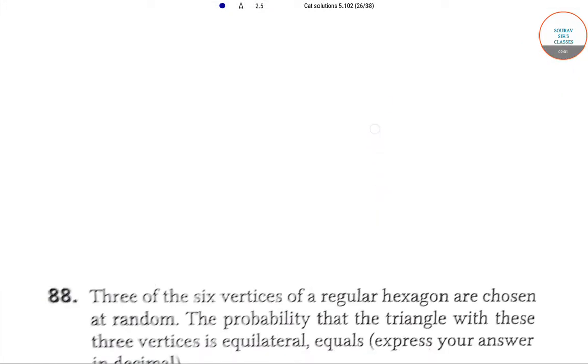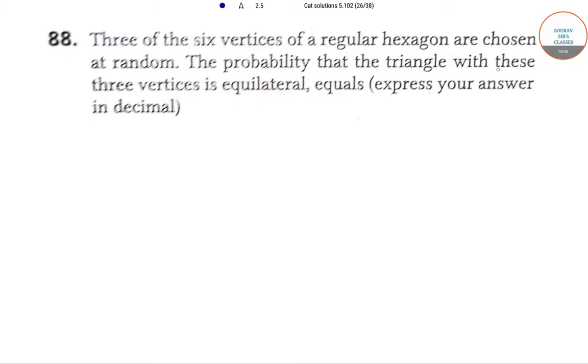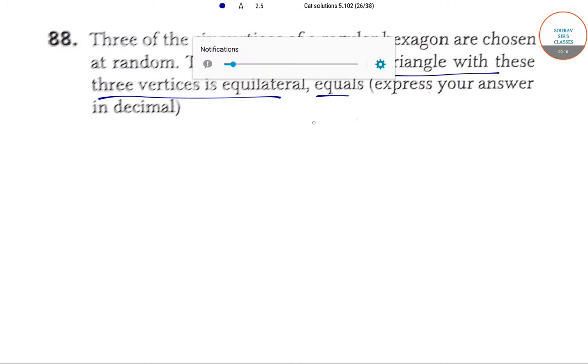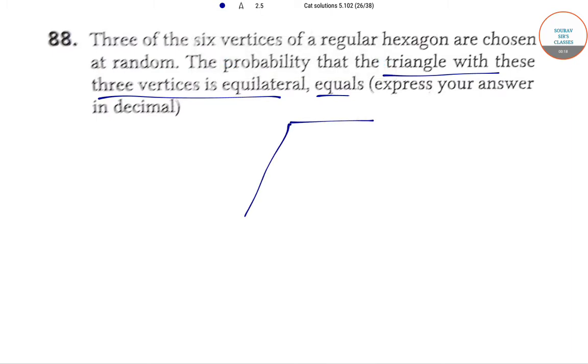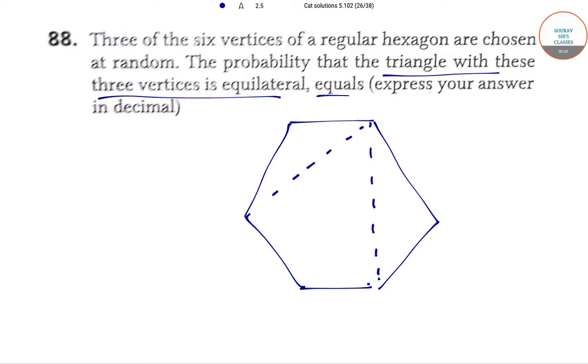The next question is, 3 of the 6 vertices of a regular hexagon are chosen at random. The probability that the triangle with these 3 vertices is equilateral equals, express your answer in decimal. So let this be the hexagon, and we can have these triangles.